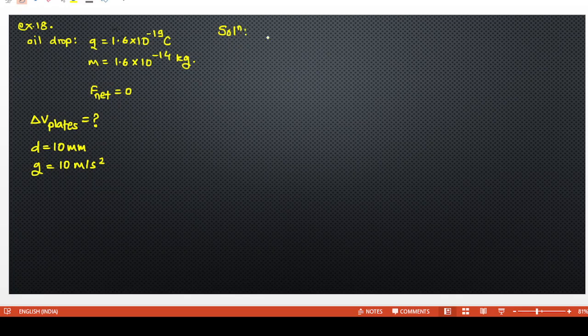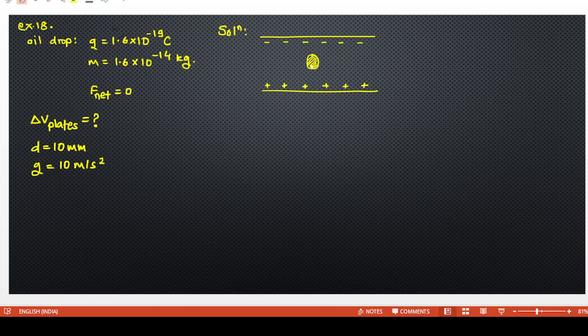Solution. This is a plate, this is another plate. They have shown the charge on the plates wrong. Charge on the upper plate is negative and charge on the lower plate is positive. So show the upper plate negatively charged, lower plate positively charged. Between these two plates they have placed an oil drop. Oil drop has mass as well as charge.